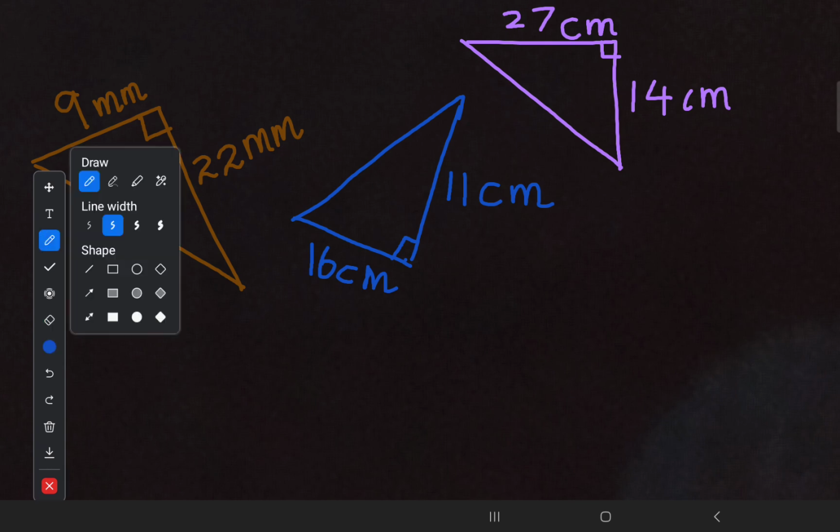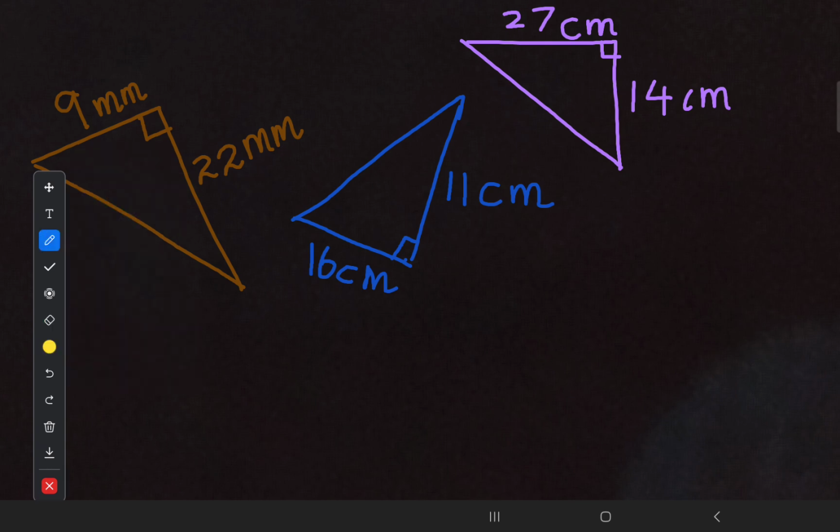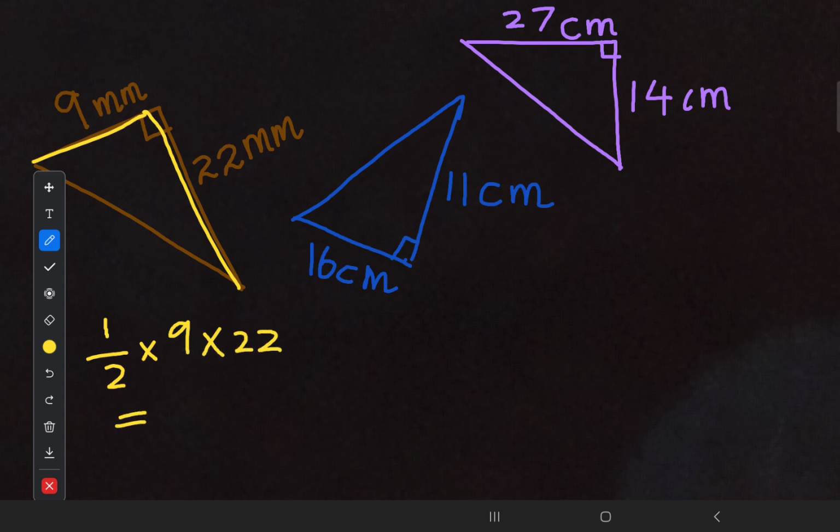For the first instance, when we consider this as our base, this should be our perpendicular height. So half into 9 into 22. Then 22 times 9. When you simplify this, you will get the area as 99 square millimeters.